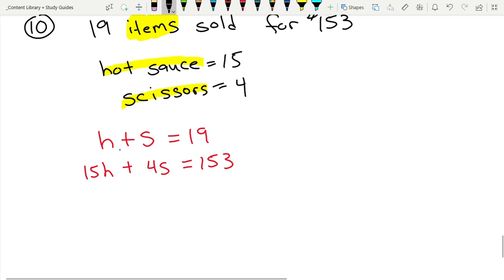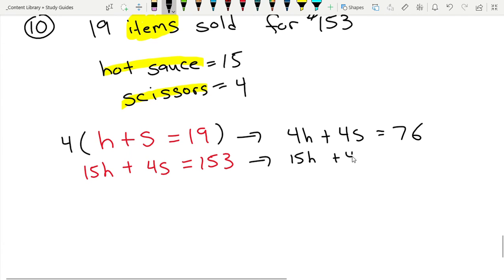So I'm going to try to get rid of the s's because that's the smaller number. So if I multiply this by 4, I would now have 4h plus 4s is equal to 76. I'm not going to change the bottom one. 15h plus 4s equals 153. Again, I always like to add these together, so we see if that works. It doesn't, because 4 plus 4 is 8, so that's my clue. Turn everybody to their opposite.